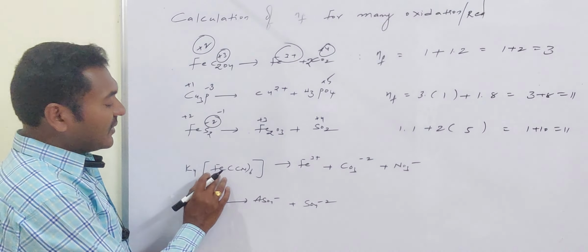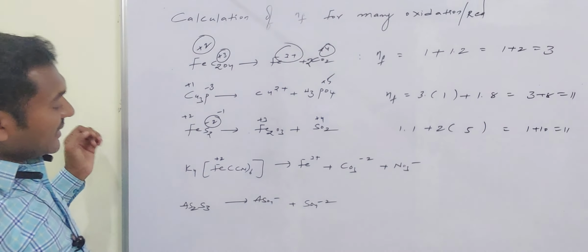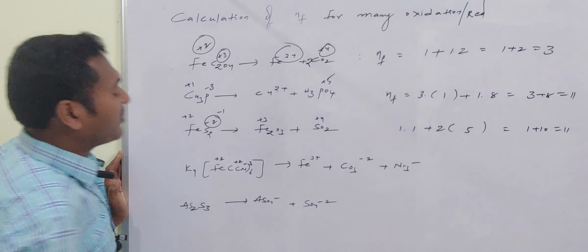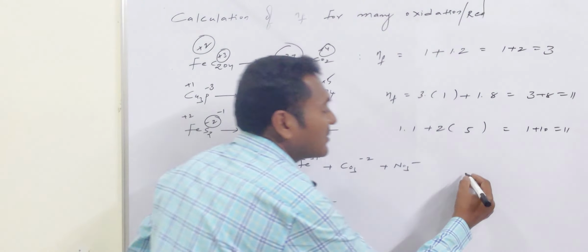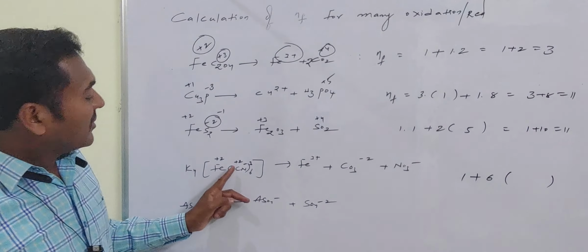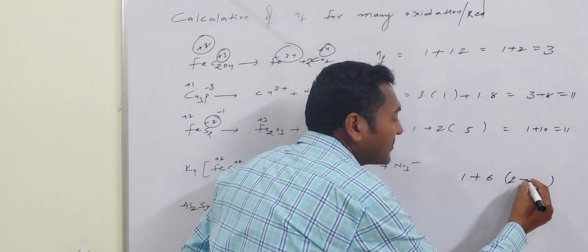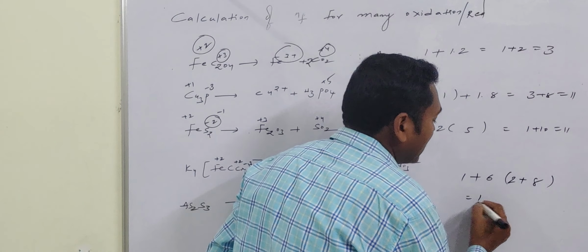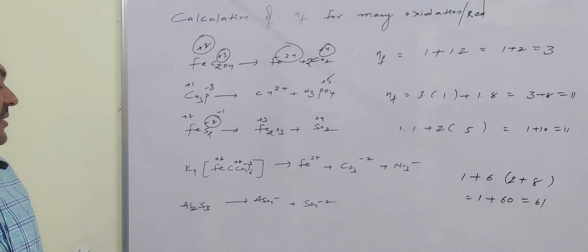Now here Fe is converted from the +2 state to the +3 state, whereas in the cyanide, carbon is +2 and nitrogen is -3 as the oxidation states, with the number of ferrous as 1. Therefore the difference is 1, whereas carbons and nitrogens sum up to 6 times. +2 is converted to +4, which implies this is 2, whereas this -3 is converted to +5. This is 8. The total reaches 1 plus 60, that reaches what? 61 will be equal to the n factor.